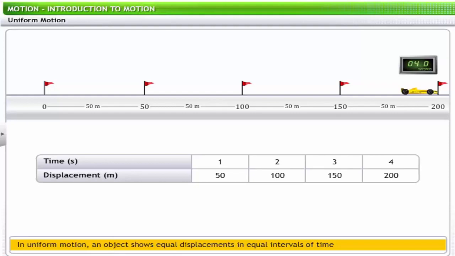An object is said to be in uniform motion if it shows equal displacements in equal intervals of time, however small these intervals may be.